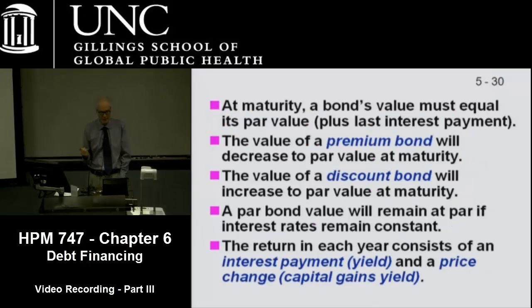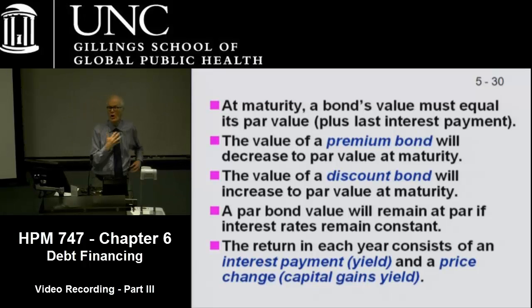So, to summarize, on the day the bond is issued, the bond's value equals its par value. At maturity, the bond's value equals the par value. The value of a premium bond goes down over time. The value of a discount bond goes up over time.